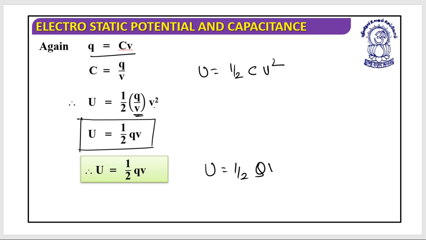U is equal to 1 by 2 Q into V. I hope those things are clear to you. So what we can have is three formats.